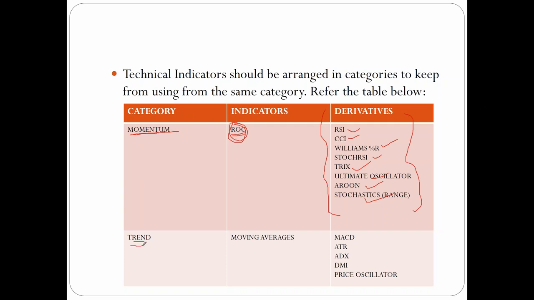Similarly, for trend, when you are using MACD, ATR, ADX, DMI, price oscillator, they are all based on moving averages, and these all tell us the same thing. That is, they tell us about the trend. This does not tell us that the trend is 5 times or 4 times stronger. No, it does not tell us this. They tell us the same thing. So you can pick RSI from here, you can pick MACD from here if you want.